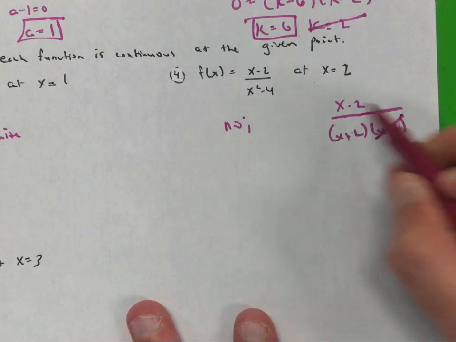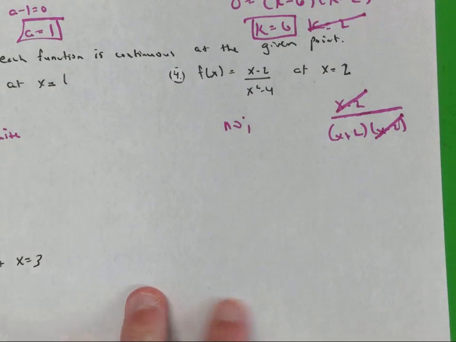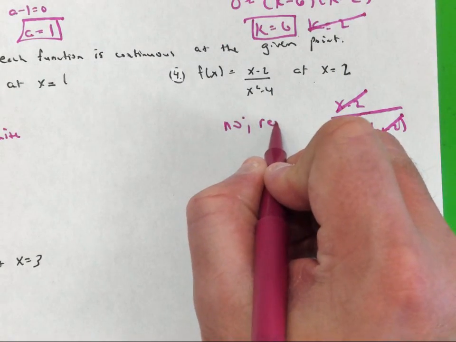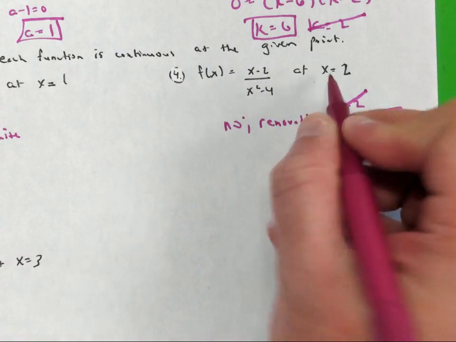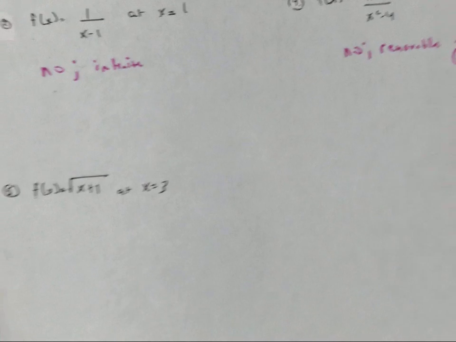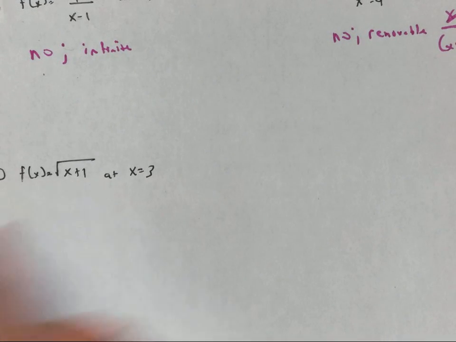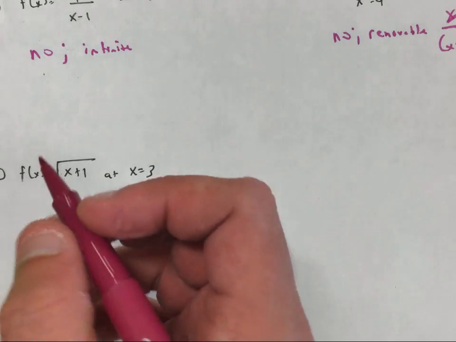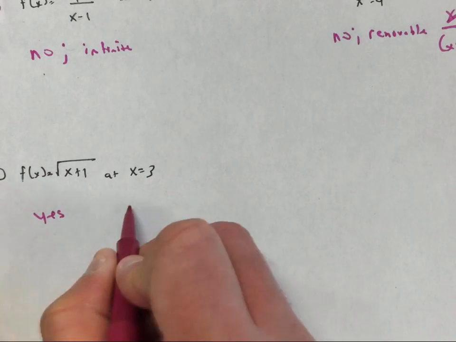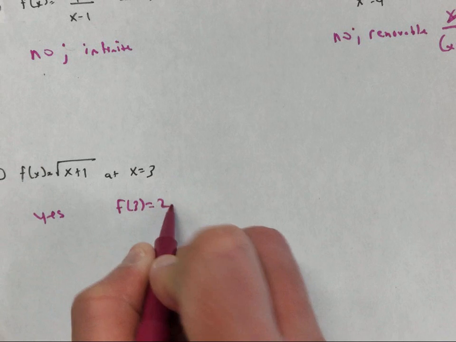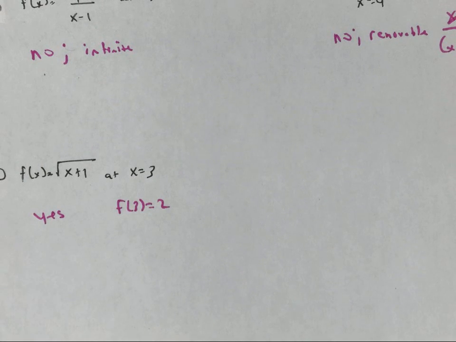Can I remove x minus 2? So what type of discontinuity? So that means what's occurring at that spot? A hole in the graph. Okay, 5. Put 3. 3 plus 1 is? Square root of 4 is? So I got an answer, didn't I? So is it continuous? And I will put f of 3 equals 2 because that is an answer.